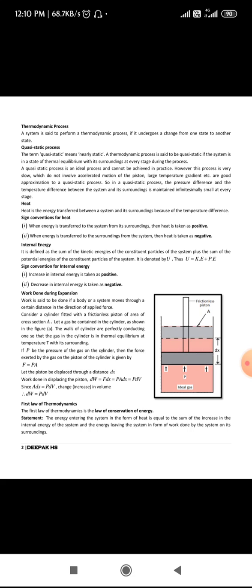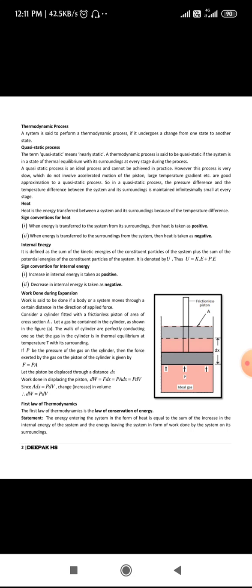Since F is equal to P into A, dw can be written as PA dx. So A dx is nothing but the increase in volume. Hence we can write dw is equal to PdV, where A dx denotes the increase in volume. So the expression for the work done comes out to be dw is equal to PdV.